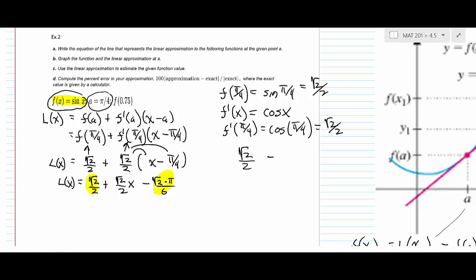Oh, didn't I say 8? Sometimes I say and write the wrong thing. My brain doesn't multitask very good, I guess. Okay, so we have that. All right, so let's do root 2 over 2 minus pi root 2 over 8.